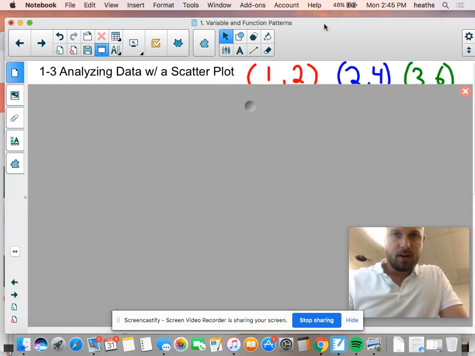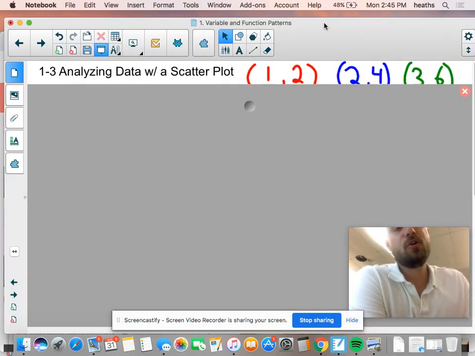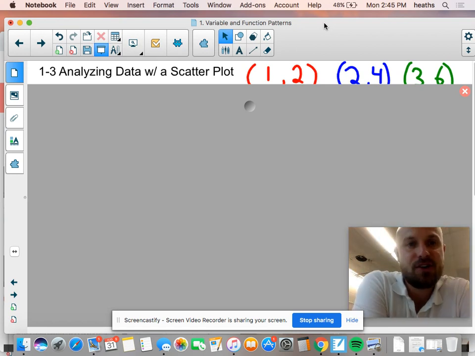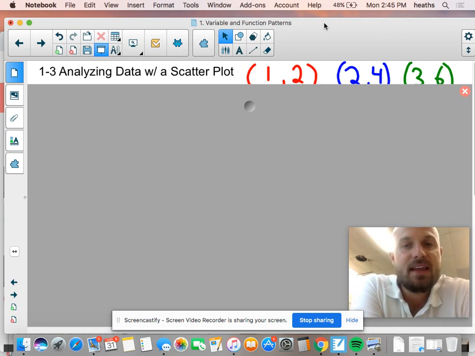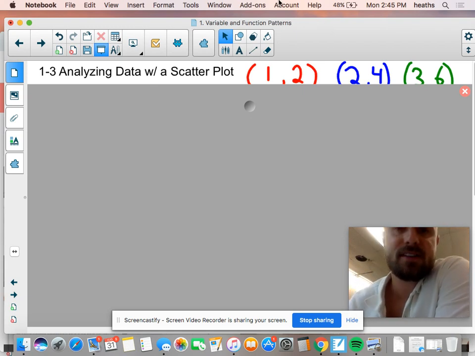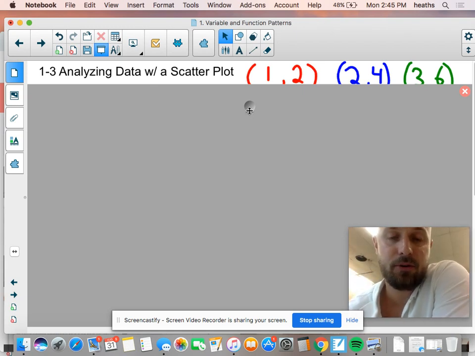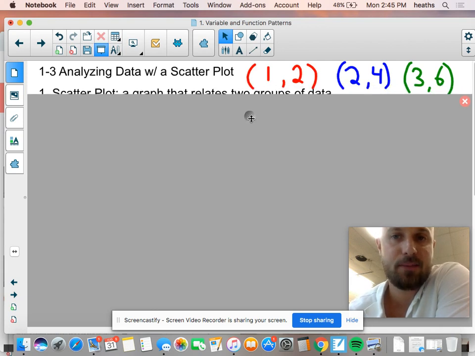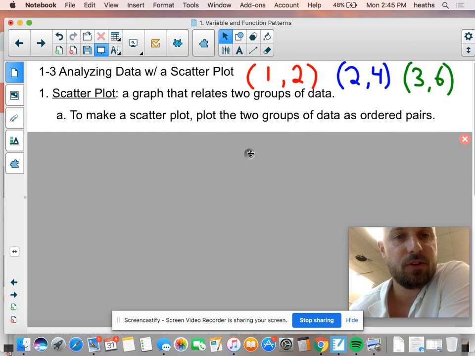Well, hey everybody, back with another section of notes, and it's going to be 1-3 analyzing data with a scatter plot. And I wrote a couple of ordered pairs up in the top right corner, which if you're able to write those, that'd be great. But those are just a couple of examples that I'm going to refer to. So let's jump right into it.